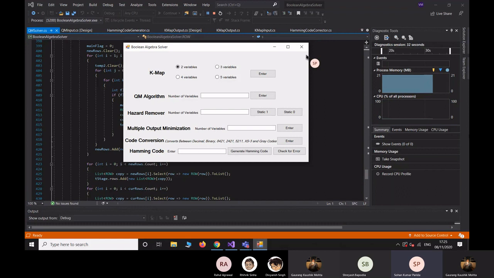The method involves 2 steps: finding all the prime implicants of the function, and using those prime implicants in a chart to find the essential prime implicants, as well as other implicants that are necessary to cover the function. This is the interface of the QM algorithm. First, we will take an example of 4 variables.